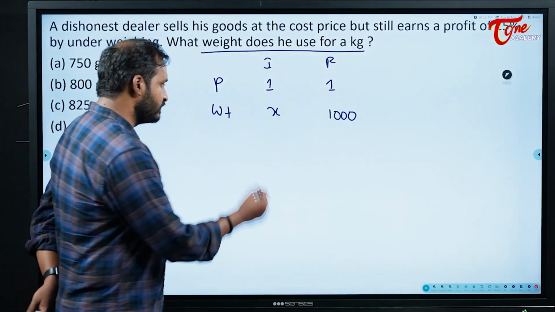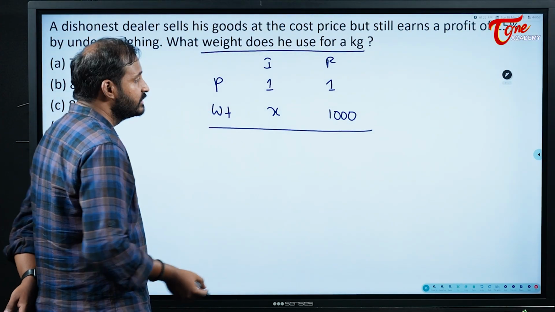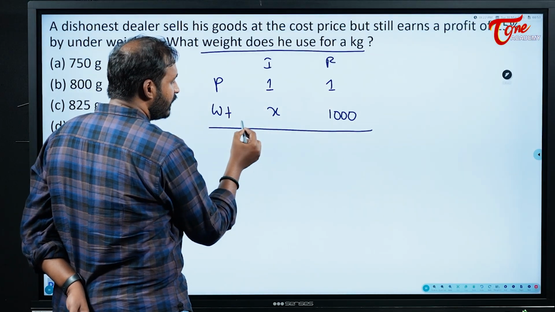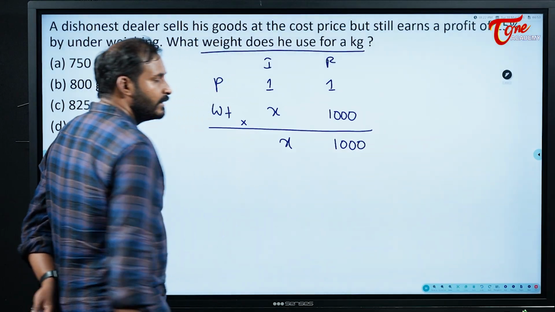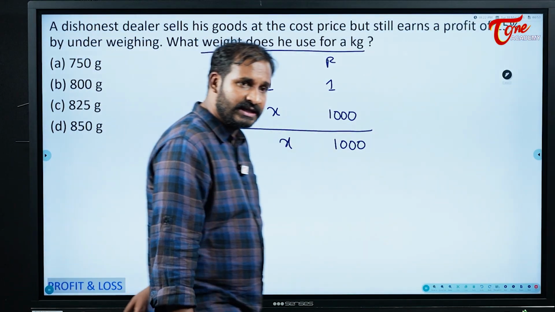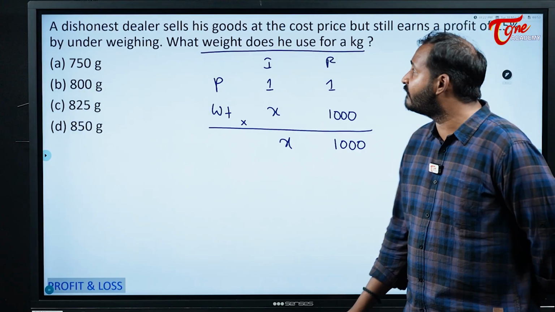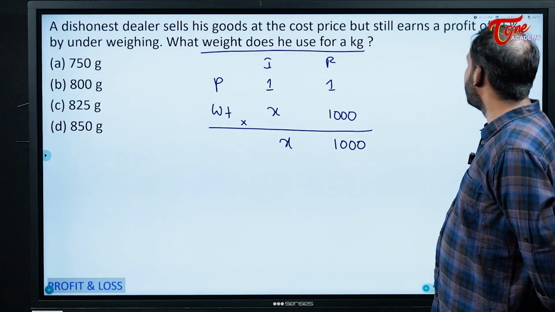Assume it as some x grams. Now, please see here, students, what you are getting here. When you multiply it, x, and here you will get 1000. And from the question, it is very clear that he is getting a profit of 25%.